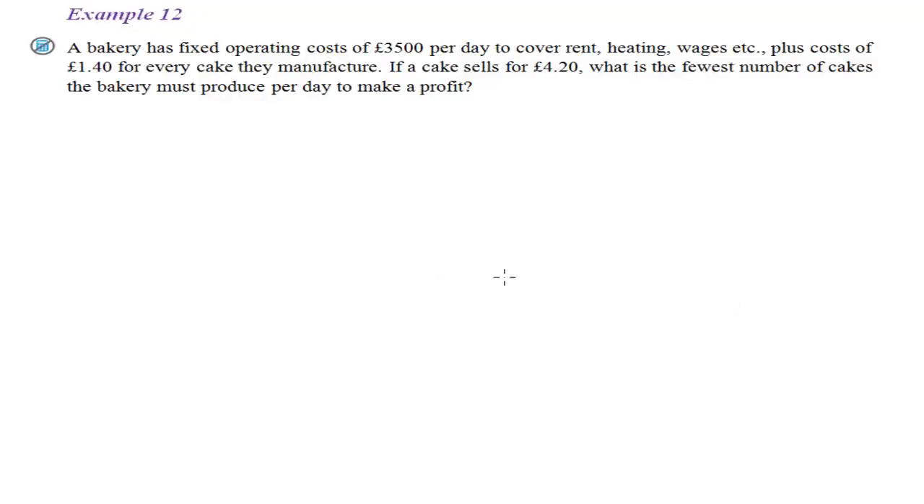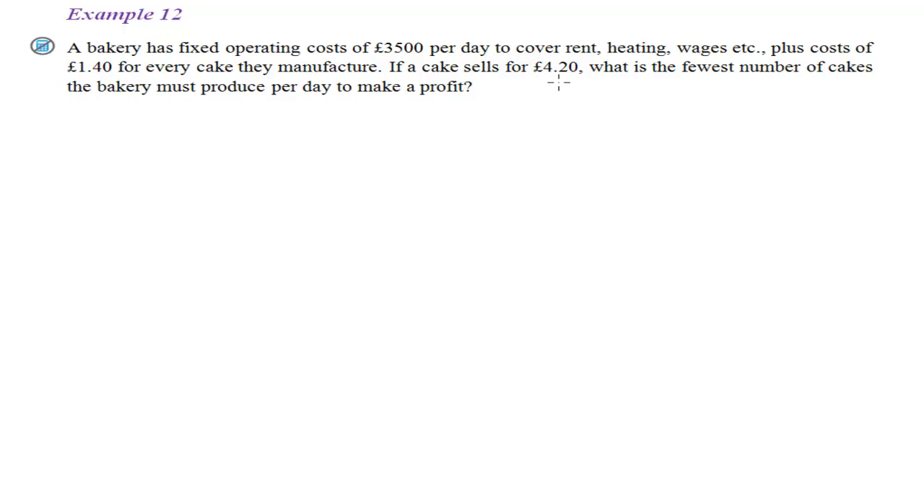So in this final example, we've got a real life situation which can be solved if we create an inequality. We're told here that the bakery's got fixed operating costs of £3,500 per day. That would cover things like rent and heating, etc. Plus the bakery has a cost of £1.40 for every cake that they manufacture. We're told that the cakes are going to sell for £4.20, and we're asked what's the fewest number of cakes the bakery must produce per day to make a profit.